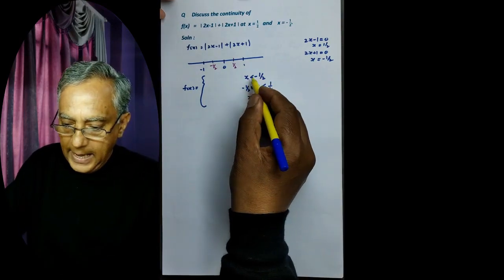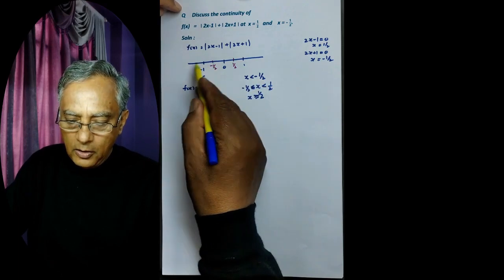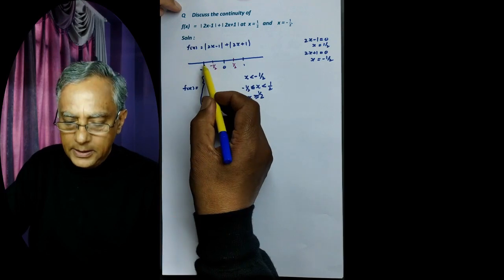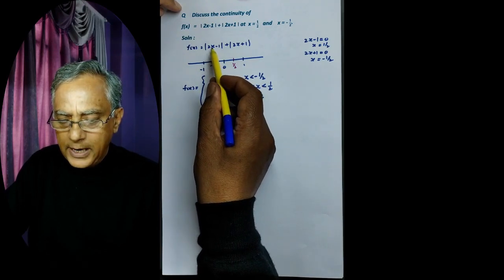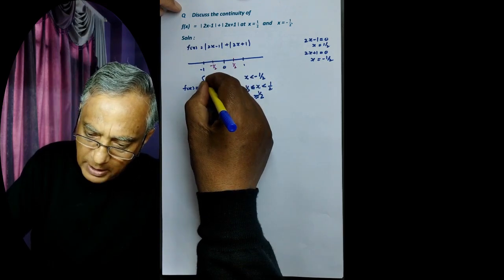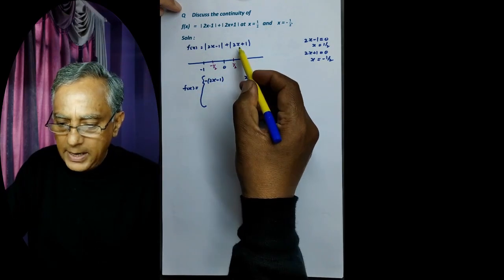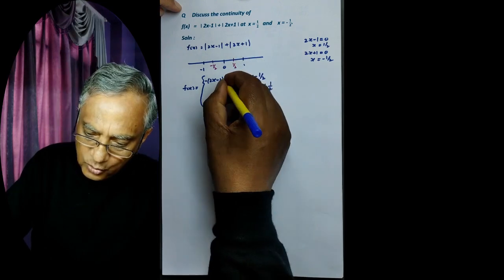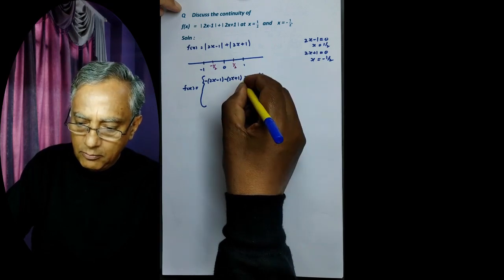Now in x less than minus half, take any one point. Any one point can be minus 1 here. In this interval, take any one point, say minus 1. Now put minus 1 here. When we put minus 1, we get minus 3. So this is negative. So we will have minus (2x minus 1). Now x equal to minus 1 here. This is minus 2 plus 1. Again, this is negative. So we write minus (2x plus 1). Bas.